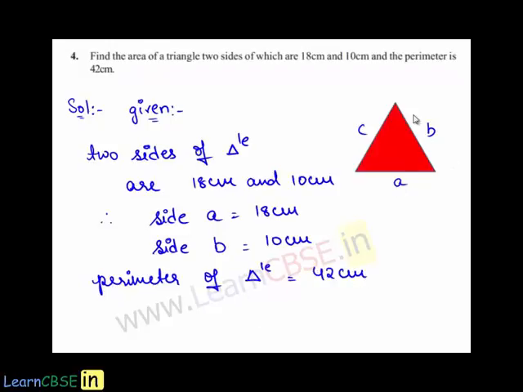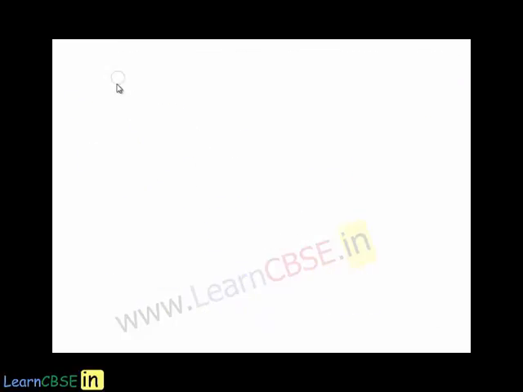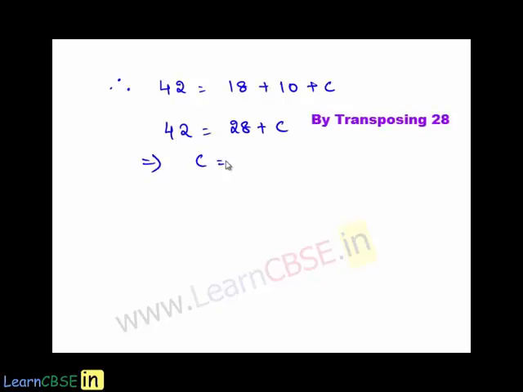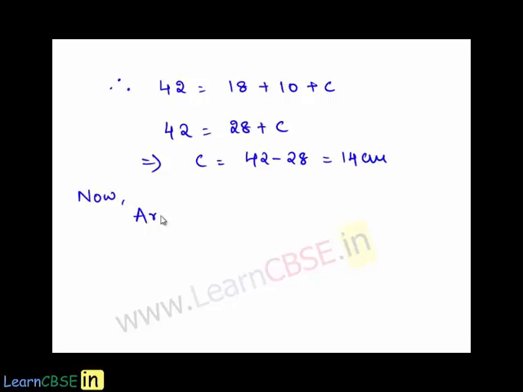Perimeter of a triangle is the sum of the lengths of all the three sides of the triangle. Therefore, perimeter is equal to a plus b plus c. Therefore, 42 is equal to 18 plus 10 plus c. Therefore, 42 is equal to 28 plus c. This implies c is equal to 42 minus 28, which is equal to 14 centimeters. Now, we need to find the area of the triangle.